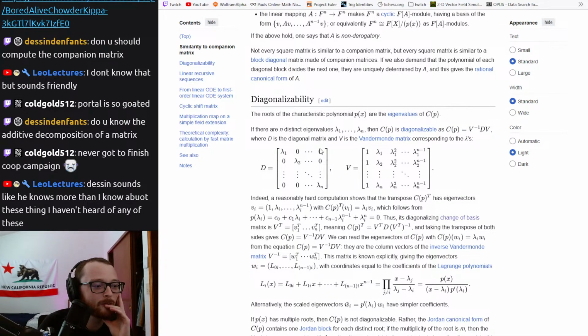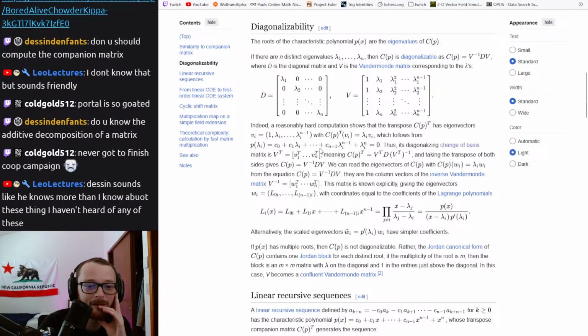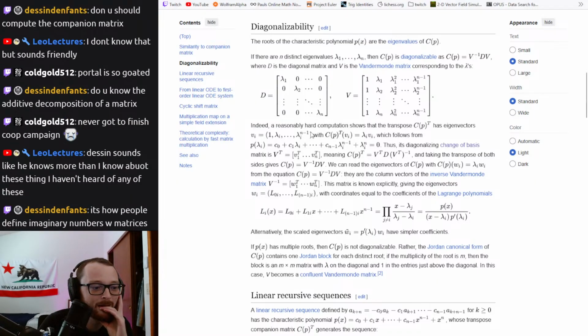Doesn't sound like he knows more than I know about these. I haven't heard about any of these. Yeah, I'm getting the same feeling. This looks like it might be helpful. I don't know exactly how yet. Some people define imaginary numbers with matrices. Oh.